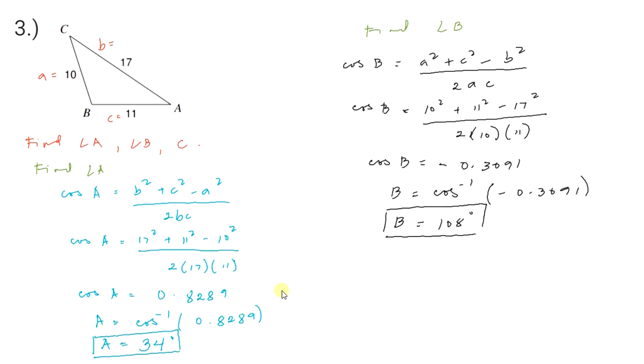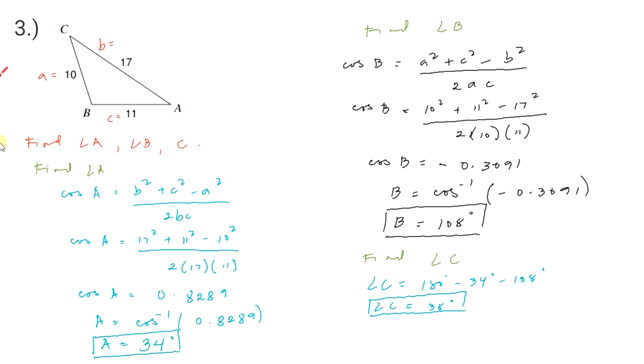Since we have now gotten the two angles, it is easy to find the value of our angle C by subtracting the two angles from 180 degrees. Let's find our angle C. Angle C is equal to 180 degrees minus the first angle, 34 degrees, minus 108 degrees. So, your angle C is equal to 38 degrees.